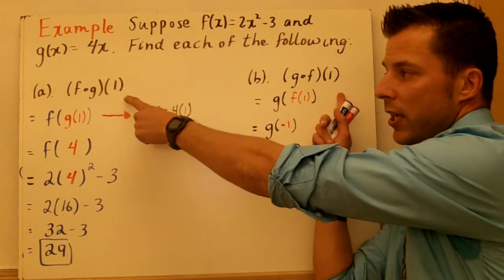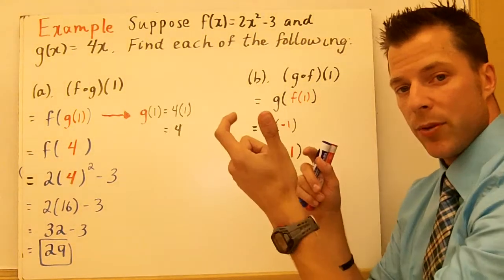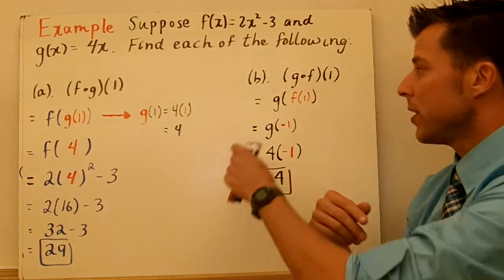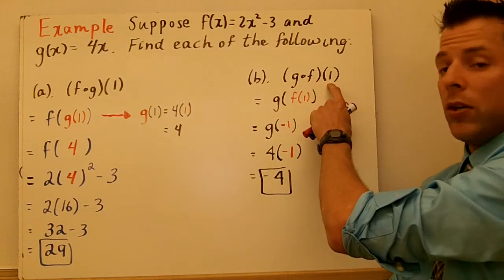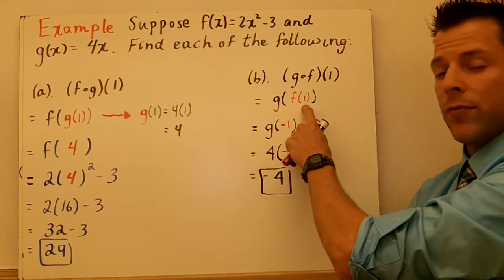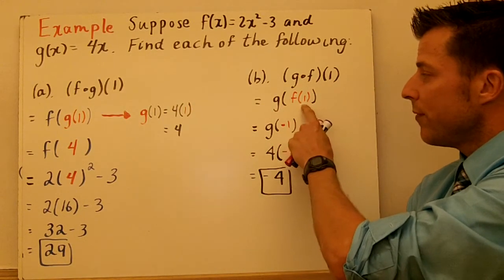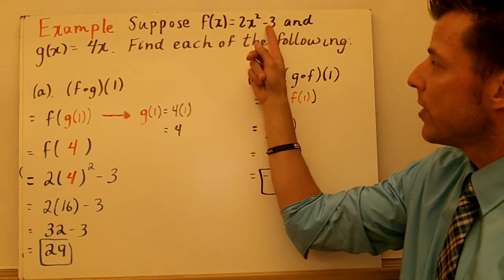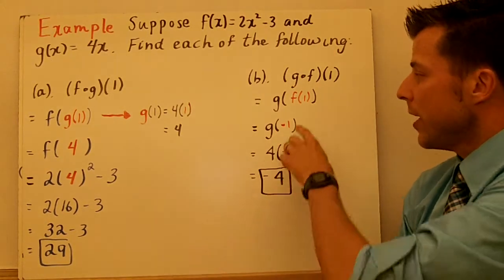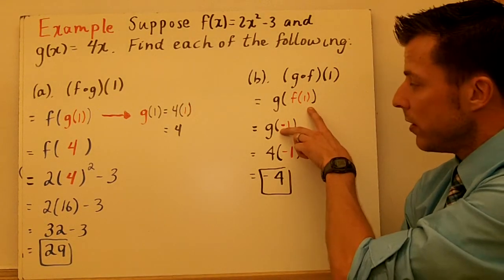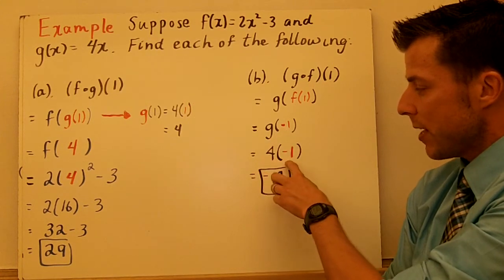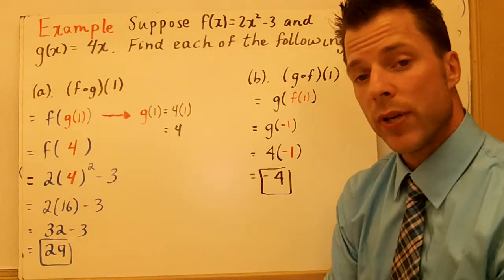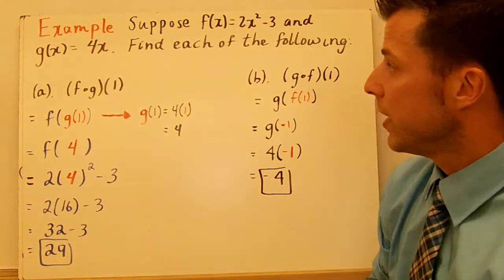In part B, we've switched g and f around, and we're still using the number 1. Now here's what I don't want you to think, that these are automatically equal. This is not commutative, so you don't just switch and say, well, it's the same result. You're going to see here that they're not the same result. So when we have g of f of 1, like before, we need to know what f of 1 is. So if we plug 1 in for x, you get 2 minus 3, which is negative 1. So negative 1 is going to replace f of 1. So g of negative 1 becomes 4 times negative 1, which is just negative 4. Obviously, you can see these two are not equal, so we can't say the compositions are commutative in any way.